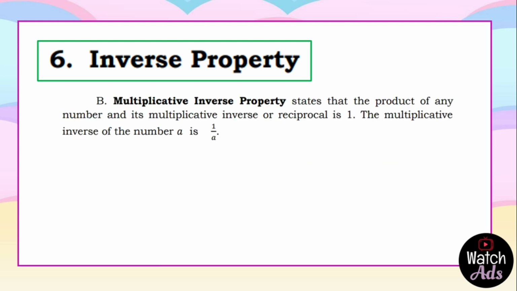The multiplicative inverse property states that the product of any number and its multiplicative inverse or reciprocal is 1. The multiplicative inverse of a number a is 1 over a. A multiplied to 1 over a is equal to 1. Example, the inverse of 6 is 1/6. Multiplicative inverse, because the denominator of a whole number is 1. Now the reciprocal of 6 over 1 is equal to 1/6. That gives us 1. Negative 22 multiplied to negative 1 over 22 is equal to 1.